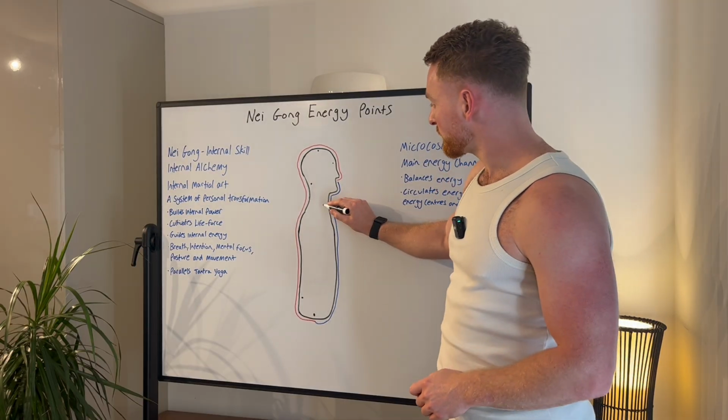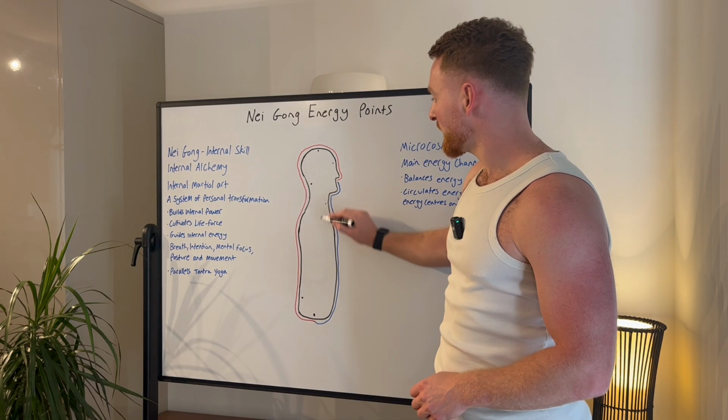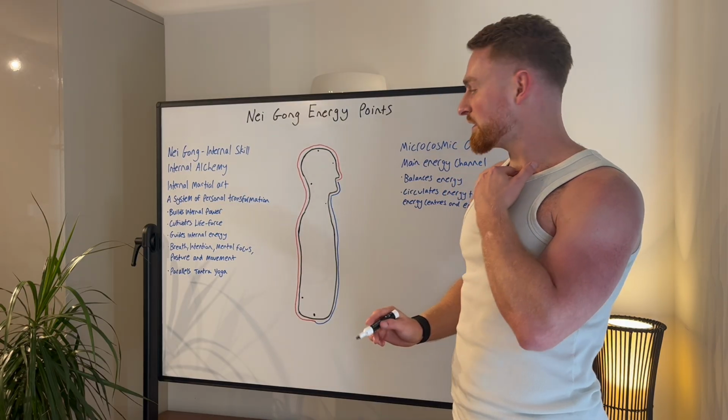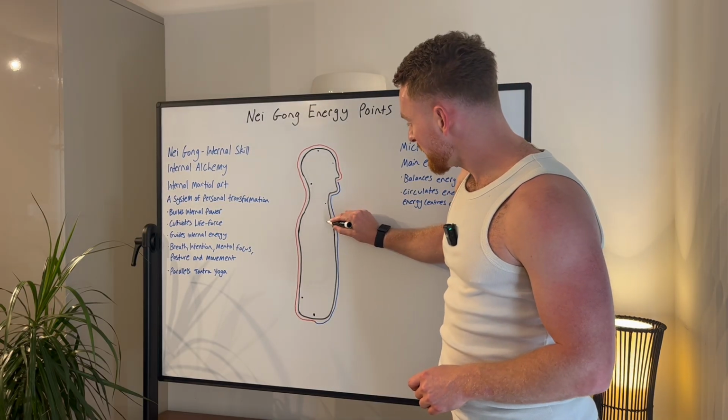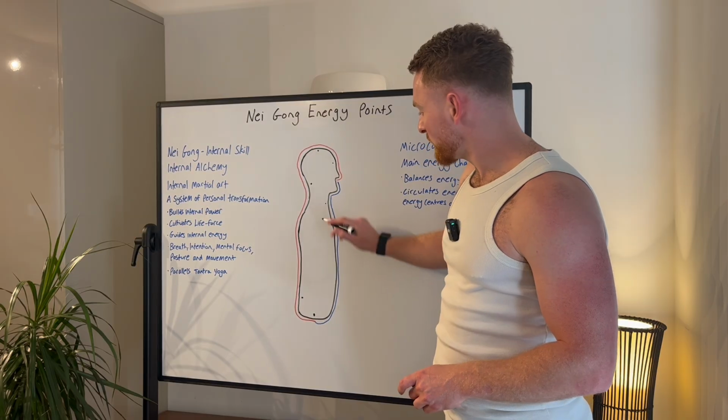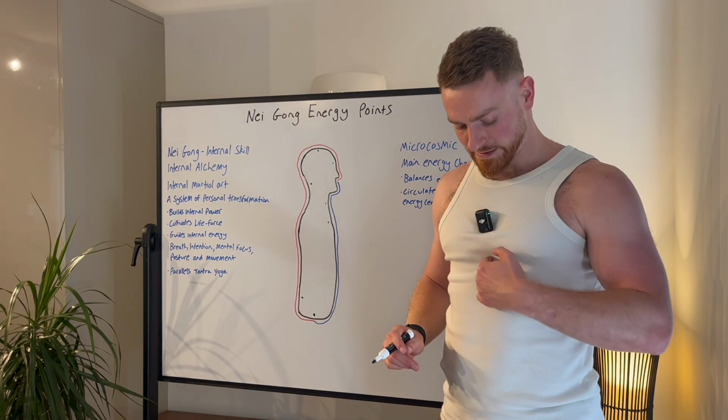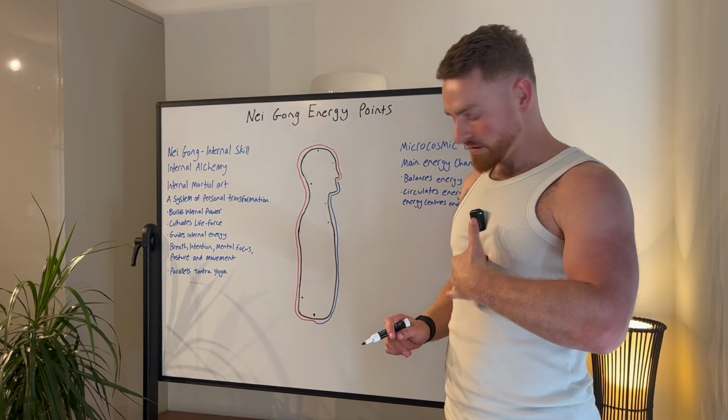The next one is the throat, and that is located just in this pit of the throat here. The next one is the heart, and this is located just above the solar plexus, in this little dip in the chest here.